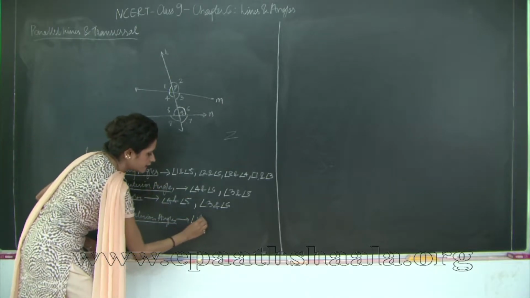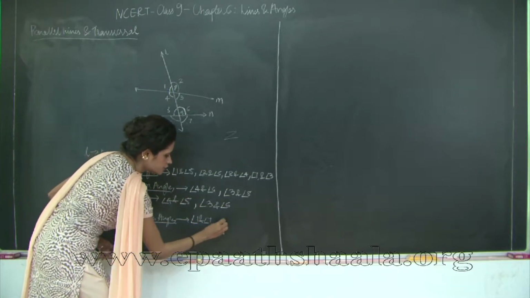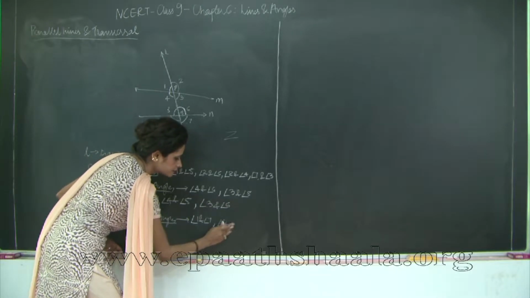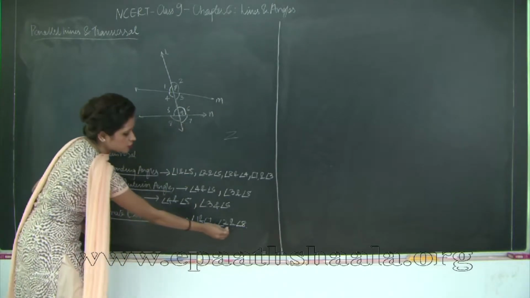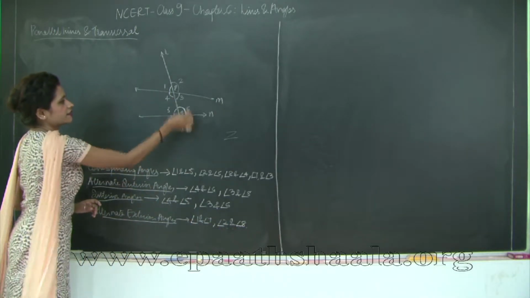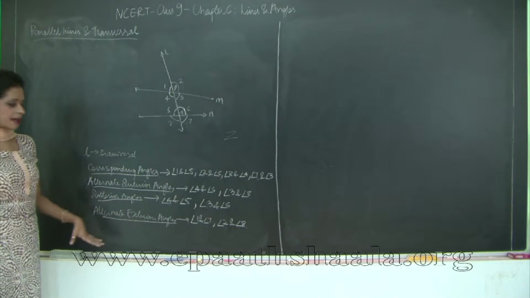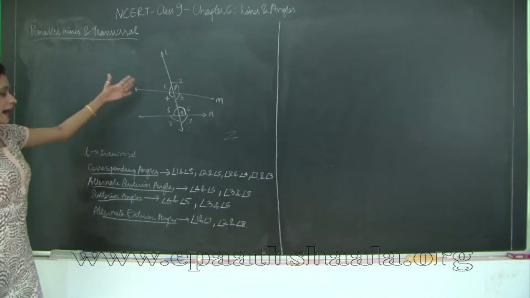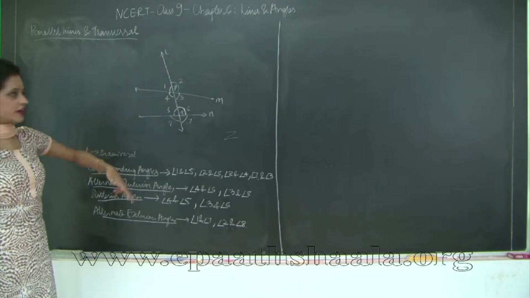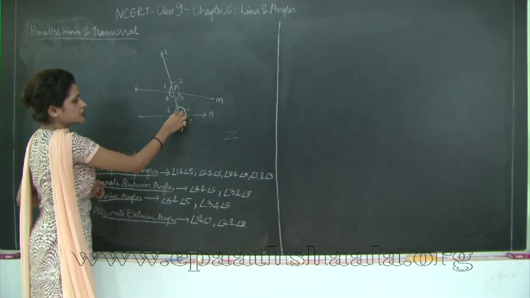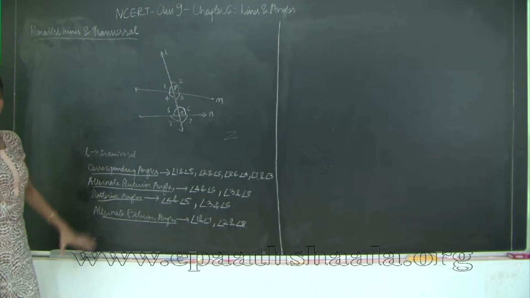Angle 1 and angle 7, and angle 2 and angle 8. So 1 and 7 are a pair, 2 and 8 are a pair. So these are the 4 different types of angles formed when you have a transversal intersecting two lines in two distinct points. So here we had two distinct points, P and Q, and the 4 kinds of angles formed.